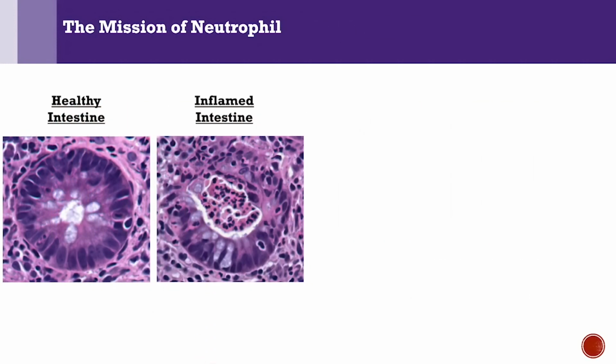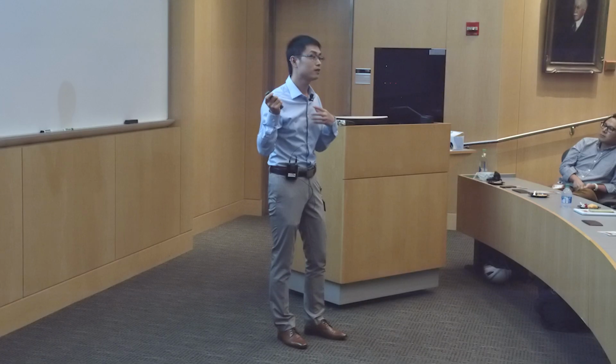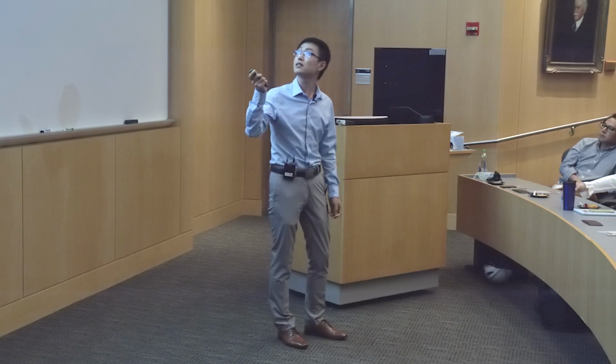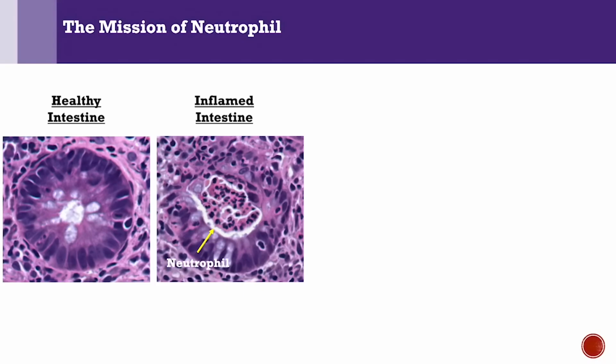If we look at the tissue under the microscope, stained with dye to visualize the cells in the intestines, we can see a lot of cell infiltration into the lumen when they have IBD inflammation. We call these cells neutrophils. Neutrophils are one type of immune cell.